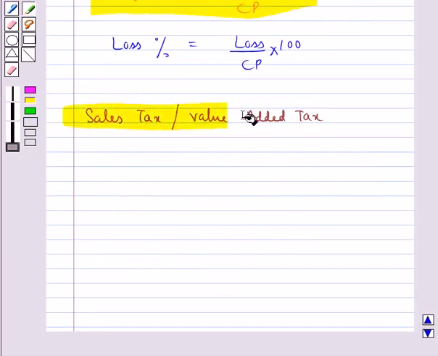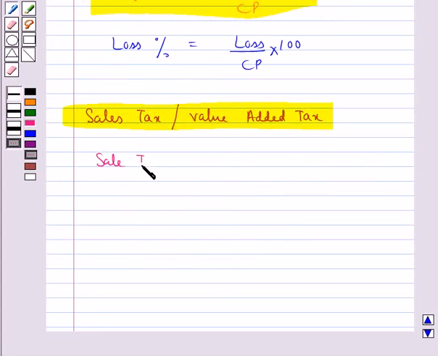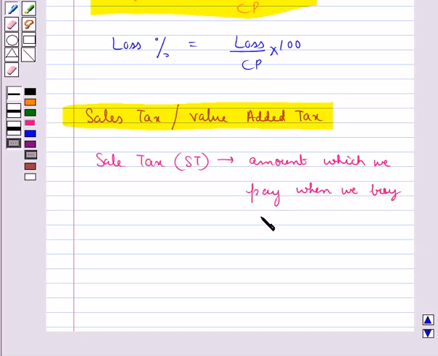Next we have sales tax, value added tax. Sales tax, that is ST, is the amount which we pay when we buy items. It is charged by the government on the sale of an item. Now these days the prices include the tax, which is known as value added tax, that is VAT.